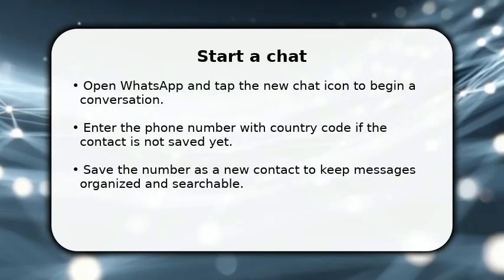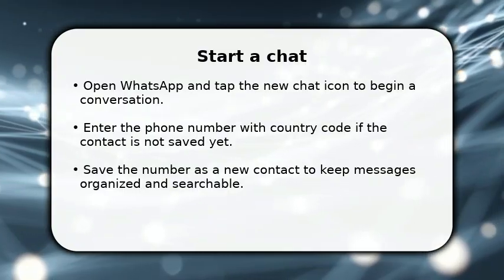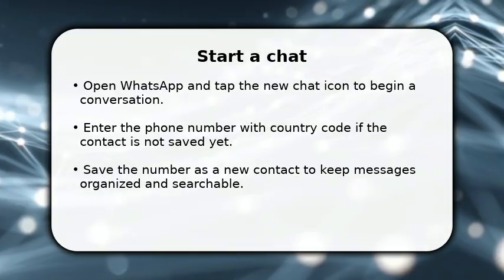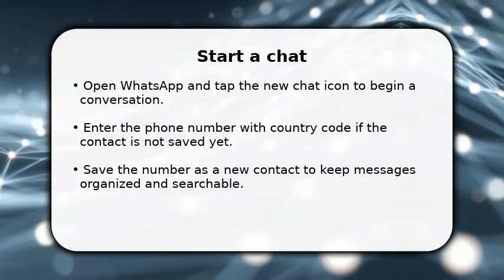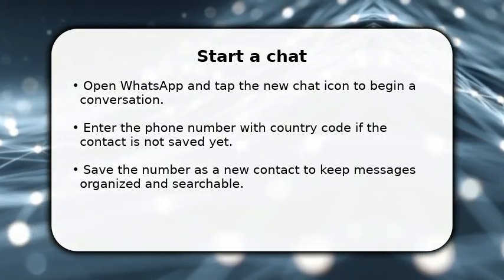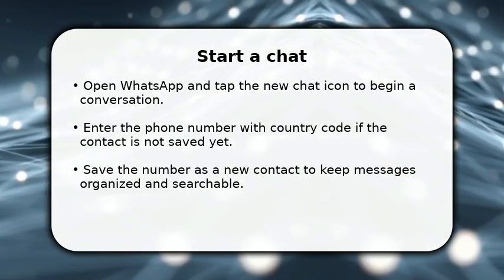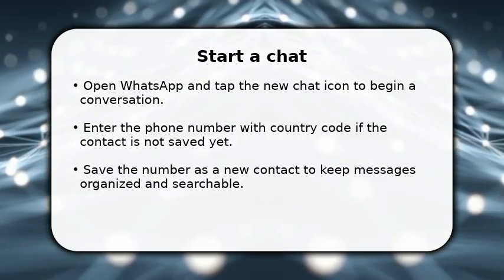Enjoy the video. In this video, I will show how to text a new number on WhatsApp. Open WhatsApp and tap the chat icon, then choose to add a new contact or enter the number directly. Make sure you include the correct country code, save the contact with a name, and refresh your chat list if needed. Finally, send a short hello message to start the conversation and confirm delivery.